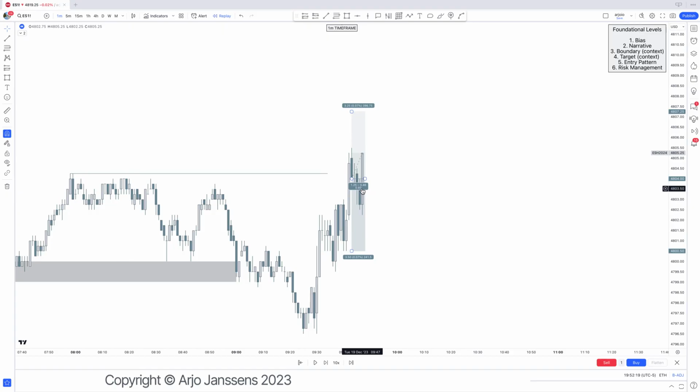That entry is perfectly fine if we have not created a 15-minute fair value gap below these 1-minute order flow legs right there. If we have, then I'll take back what I said, and the entry is not fine, because then we need to cover the 15-minute fair value gap.